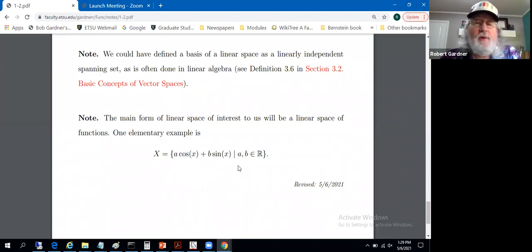Here's an example of a linear space. Take as vectors all a cosine x plus b sine x, where a and b range over the real numbers. So you get yourself a bunch of functions here. These functions look like they're generated by cosine x and sine x. If I was looking for a linearly independent spanning set, I bet we could take cosine x and sine x as elements of a basis. It's certainly a spanning set. The question then becomes, are cosine x and sine x linearly independent functions? And they are, and that's straightforward to show.